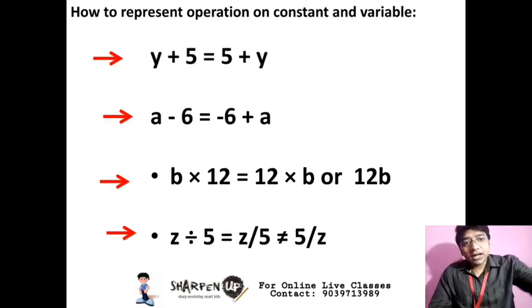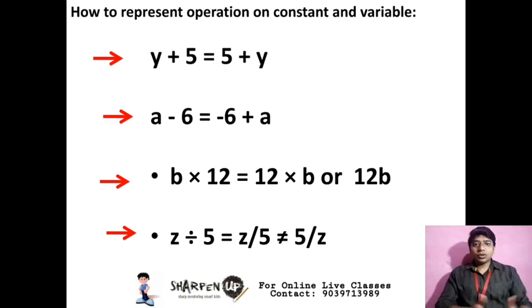So we need to understand how to represent operations on constant and variable when we are forming an expression. If I am writing y plus 5, I can also write it as 5 plus y because it doesn't change the value. But if I am writing a minus 6, I have to write it as minus 6 plus a, because if I change the order, I must not change the sign of that constant or variable.